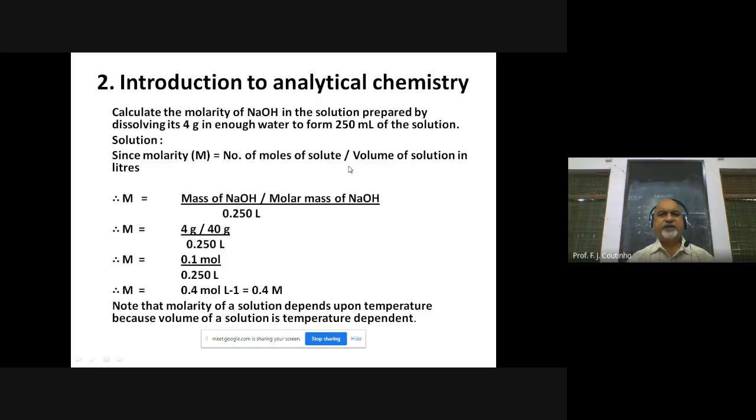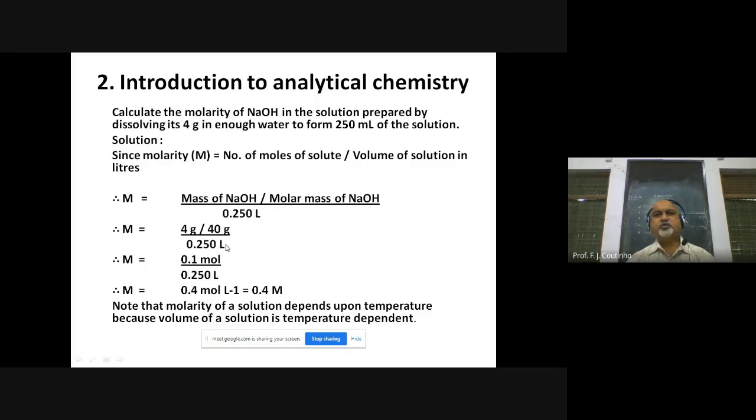So that is how we can see. Volume of solution in liters. Now here, molarity is equal to mass of NaOH, what is the mass of NaOH? 4 grams, upon molar mass of NaOH. What is the molar mass? 40 grams. Upon volume of the solution in liters. When I am saying liters, this is 250 ml, so I will convert 250 ml into liters, that is 0.250.